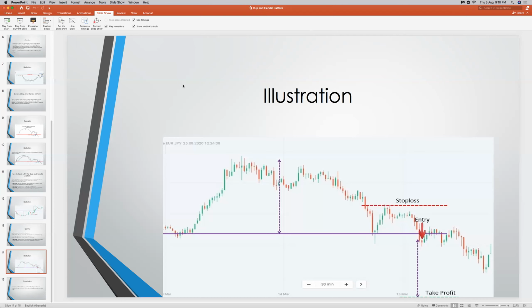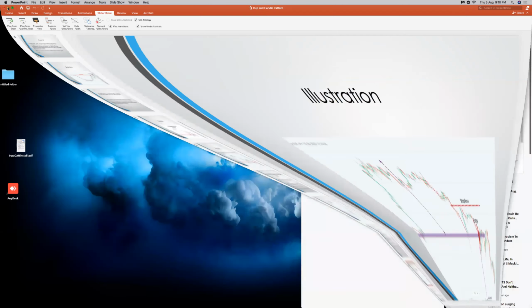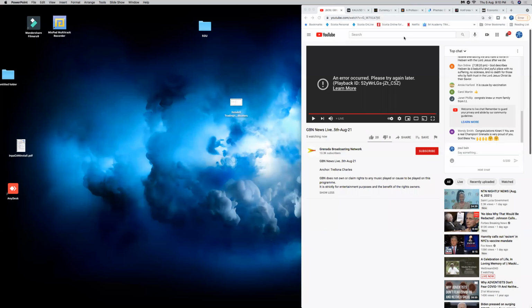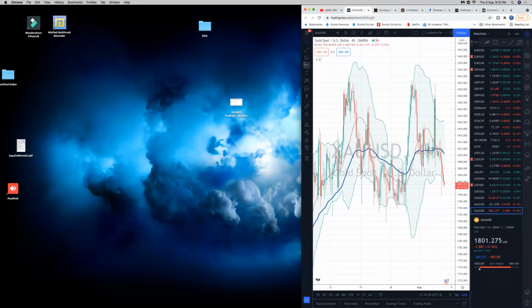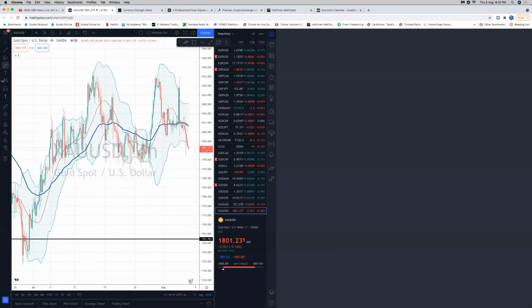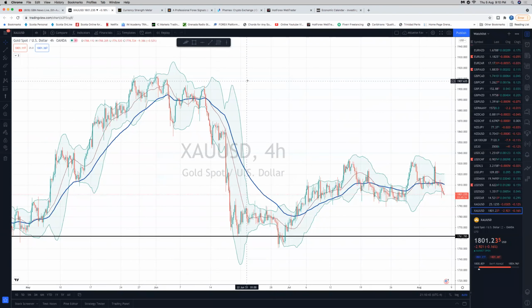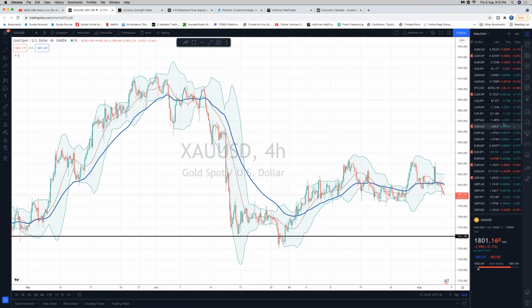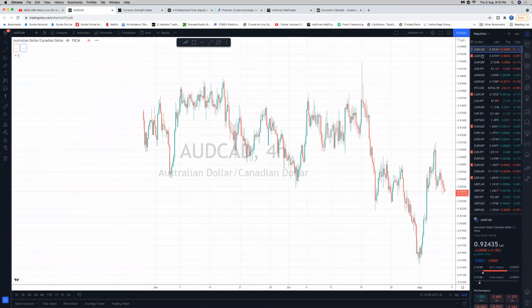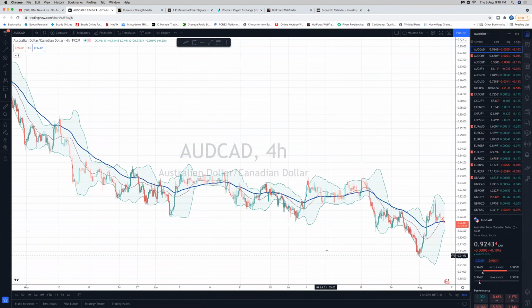Let's see if we can get on our TradingView, and let's see if we can find something here. All right. Let's go to a different currency and see. Are you seeing my screen? You see my screen, right?